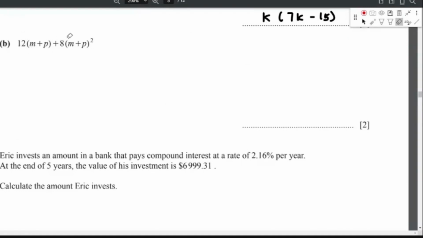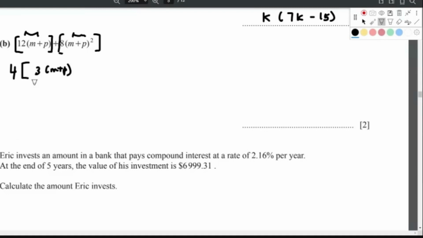Now for this question, we don't have to expand it all the way. We will treat this as one entity and this as one entity. Okay. So for 12 and 8, what can we take out? Now treat this as one and treat this as another one. Right? So 12 and 8, I can take out 4, right? When I take out 4, what's left? I'm left with 3(m plus p) plus 2(m plus p) squared.